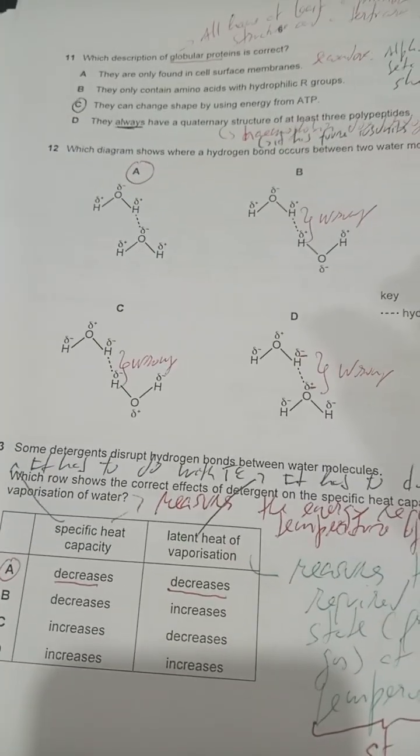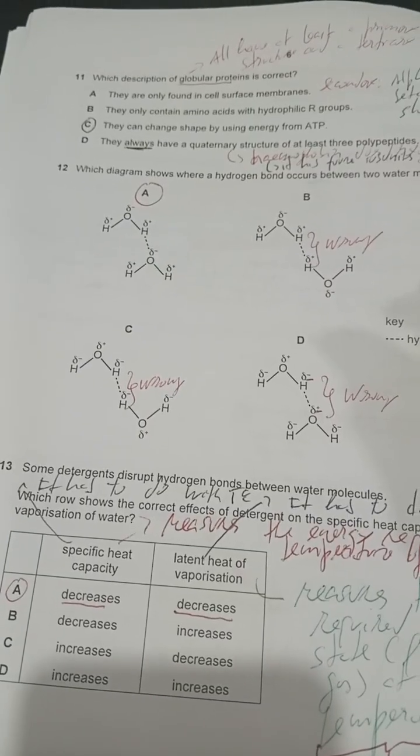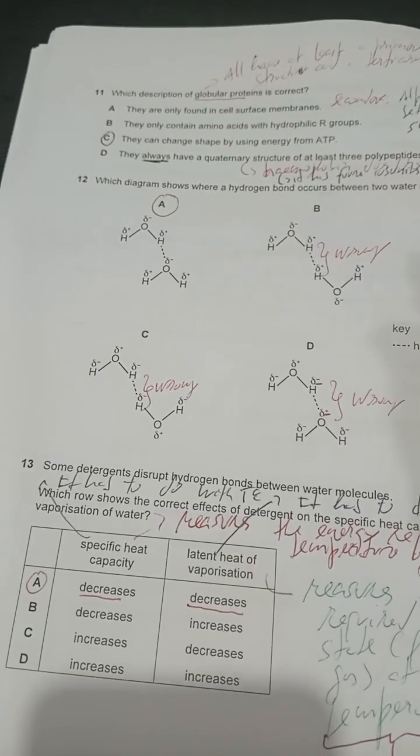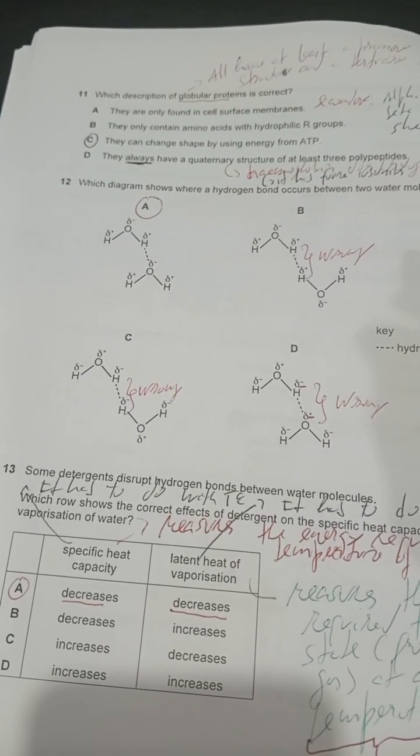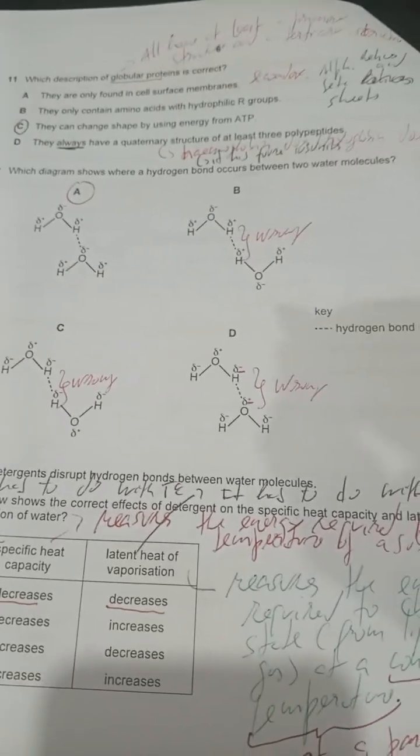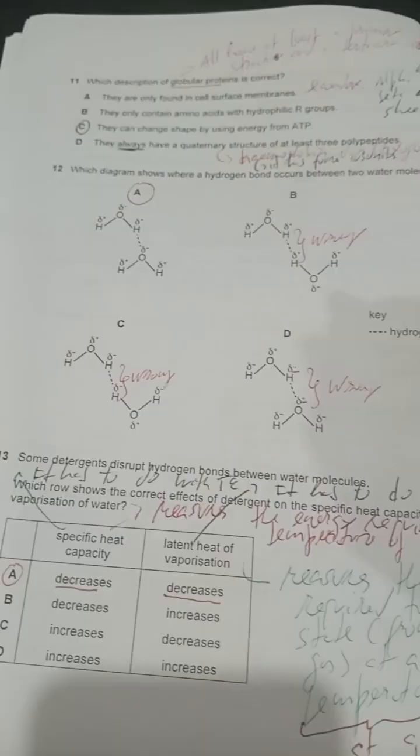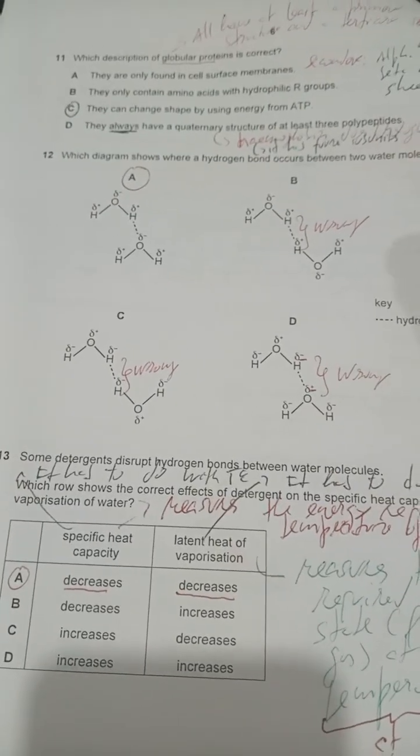Now let's read the question again. The question is, some detergents disrupt hydrogen bonds between water molecules. Which row shows the correct effects of detergents on the specific heat capacity and latent heat of vaporization of water?